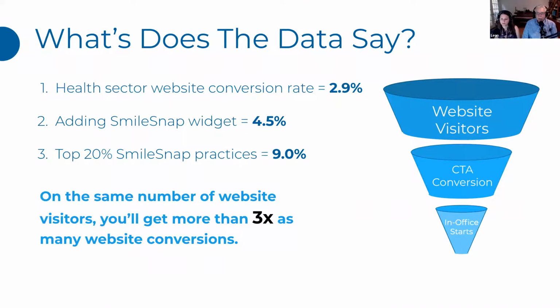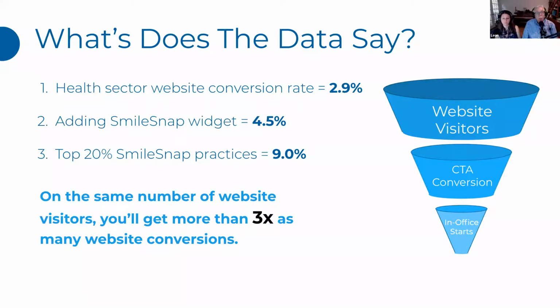But let's take a quick look at data, because we collect a lot of data. I know SmileSnap collects a lot of data. So we have about 100 practices, 100 offices out there that we can get a sense of what's going on. But if you go ahead and Google the conversion rate for a typical healthcare website, you'll find that it's less than 3%, 2.9, 2.5, 2.7, the numbers vary, but pretty low. Adding SmileSnap to your website, just putting the widget there and giving people an opportunity to come, will increase it to 4.5%.